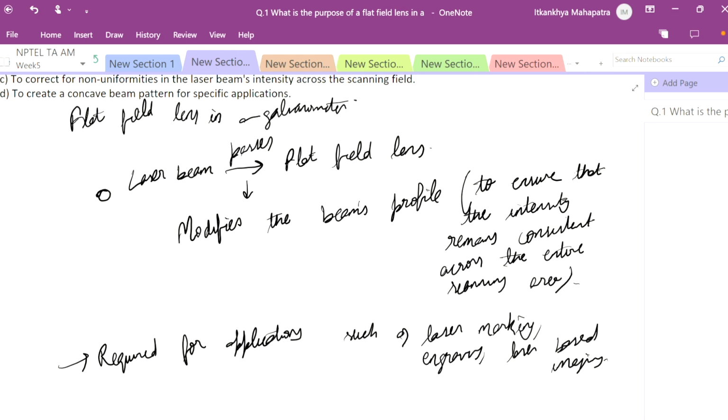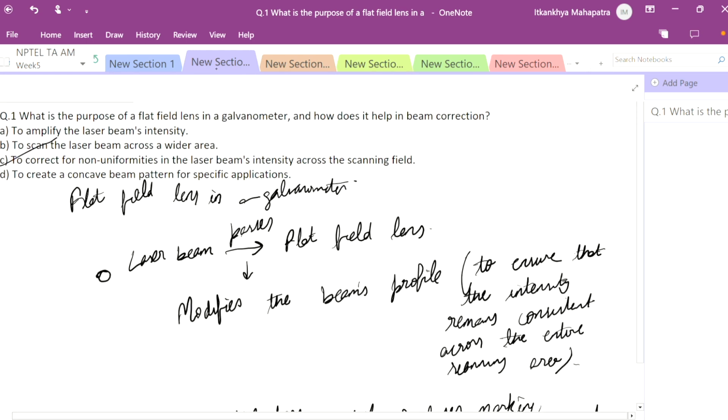So, a flat field lens in a galvanometer helps in correcting non-uniformities in the laser beam's intensity across the scanning field. The correction is essential because laser beams can often exhibit variations in intensity across their profile due to various factors such as characteristics of the laser source or the optics used to generate and manipulate the beam.